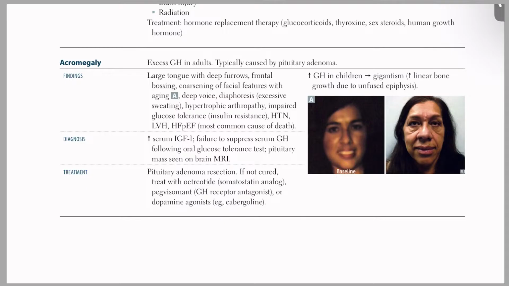Increased growth hormone in children leads to gigantism, increased linear bone growth due to unfused epiphysis.